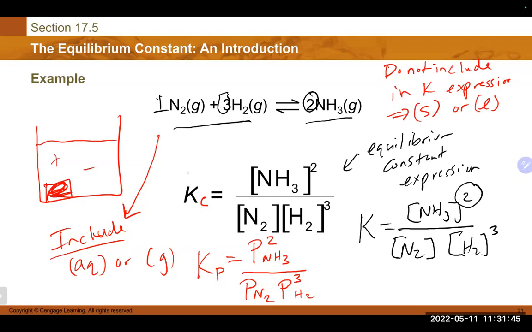By the way, these values here do not typically equal the same numerical value, because obviously pressures and concentrations would be different sort of values, but they do tell you the exact same thing. If you have a large Kp value, you should mainly have products. And if you have a small Kp, you should mainly have reactants in that particular case. Any questions on that there?